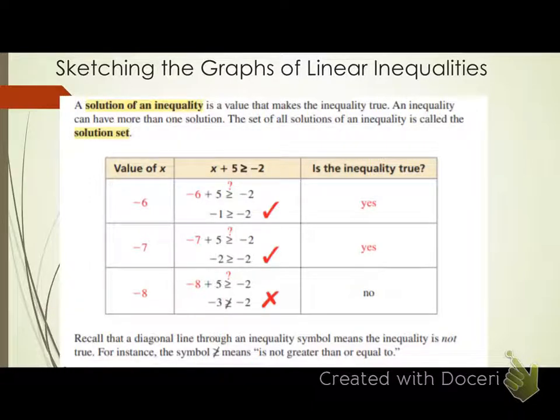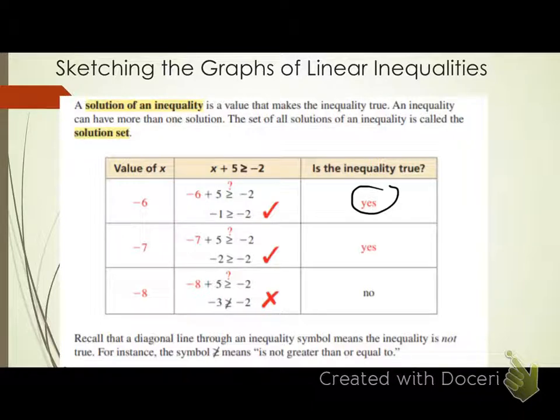That is a true statement because it only has to meet one of my conditions. It doesn't have to be both greater than and equal to. It's greater than or equal to. So since negative 1 is greater than negative 2, yes, it is a solution to the inequality x plus 5 is greater than or equal to negative 2. So is the inequality true? Yes, it is.